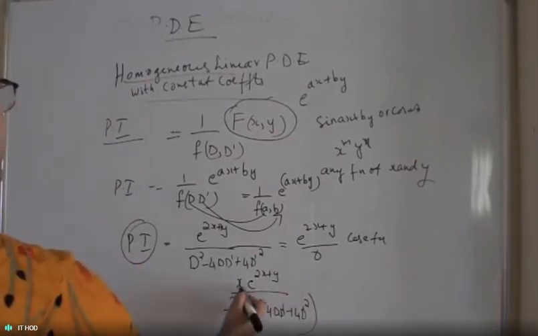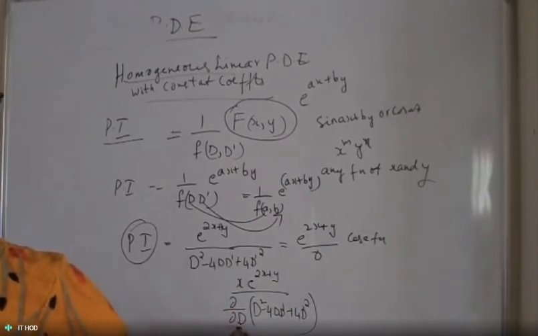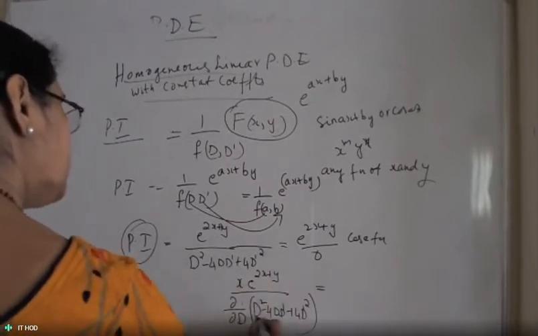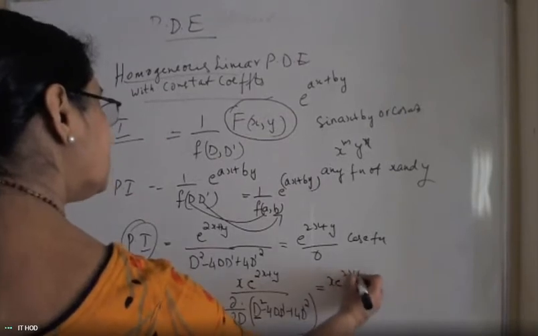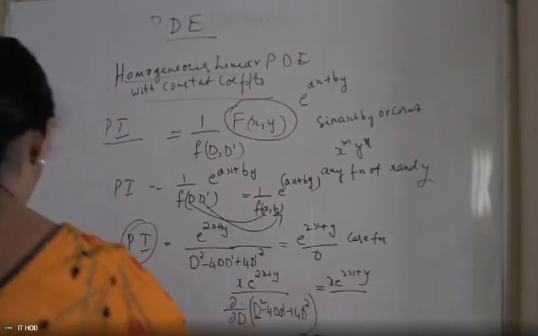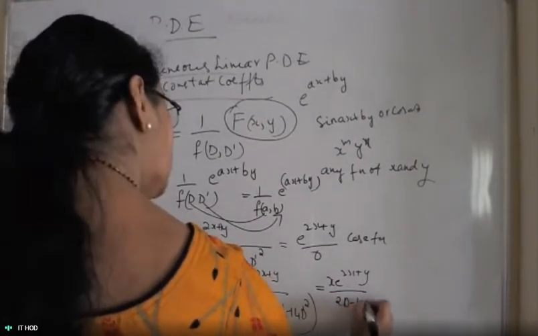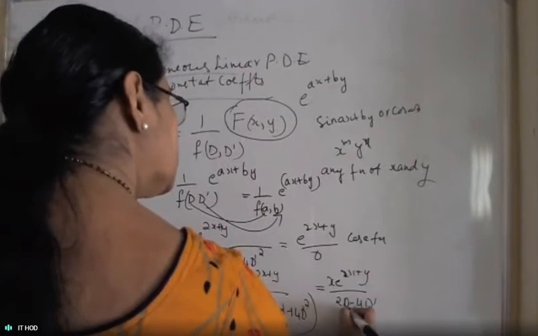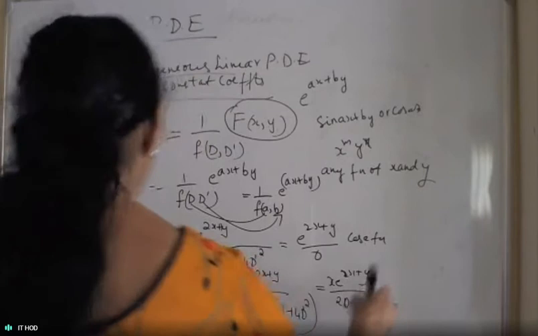Okay. So you will get an x here with this e raised to 2x plus y, and you have to take the derivative here. So this becomes again finding the derivative with respect to D. You will get e raised to 2x plus y divided by 2D minus 4D dash. This is how we are getting, and again putting D equal to 2 and D dash equal to 1, you will get this is equal to 0. Again, the case will fail.